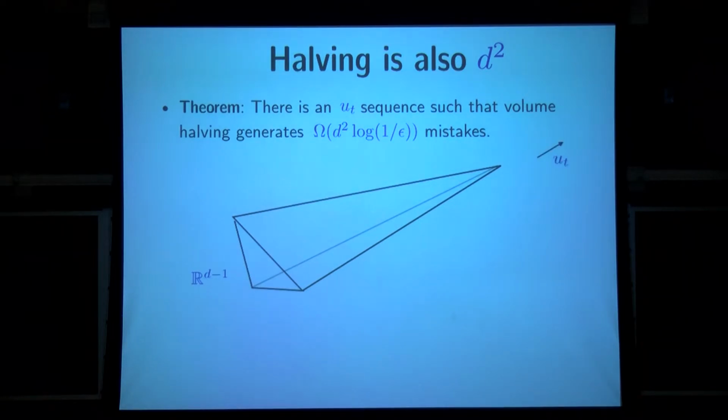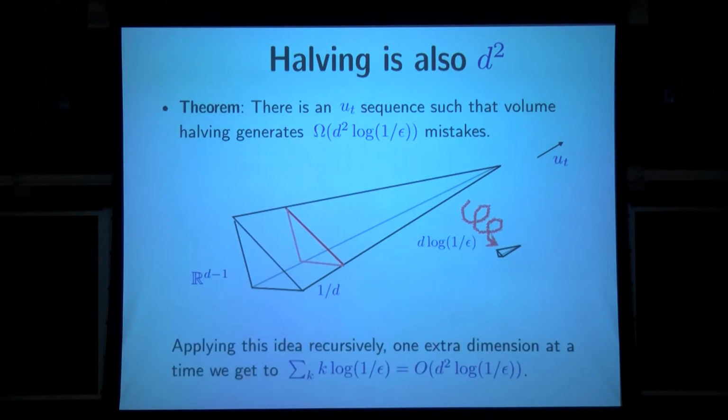Let's say you get a direction u_t like that, and you try to halve the volume. But if you have a cone or a pyramid like that, most of the volume will be next to the base. In particular, it will be like 1 over d here. So we make really slow progress towards shrinking that. In particular, you need d log 1 over epsilon steps just to get rid of that one dimension.